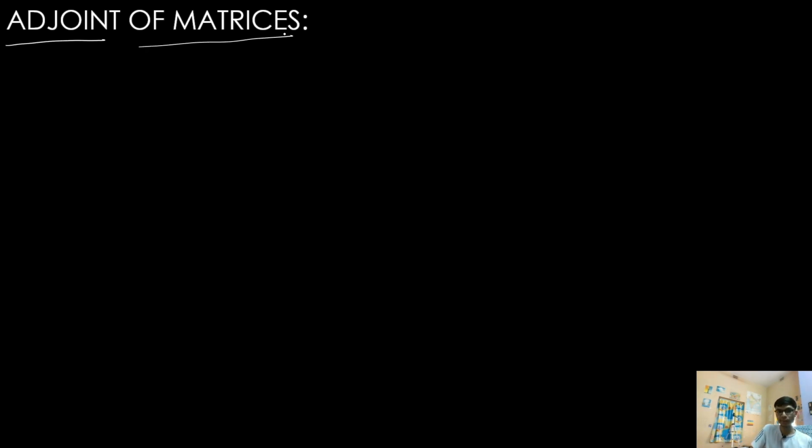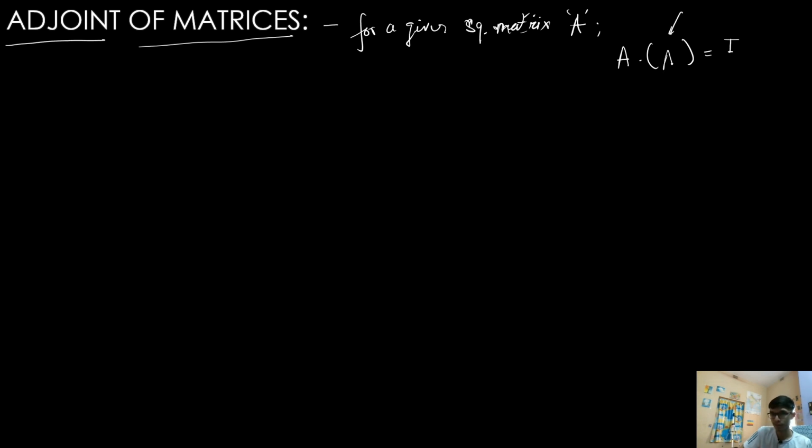Now why do we need the adjoint of a matrix? The concept of adjoint is basically developed from the idea of needing to calculate the inverse of a matrix. So for a given square matrix, let this square matrix be A. If I multiply it by some matrix which is not known to me such that the result is the identity matrix, then such a matrix is known as A inverse. This particular matrix is known as the inverse of the matrix.